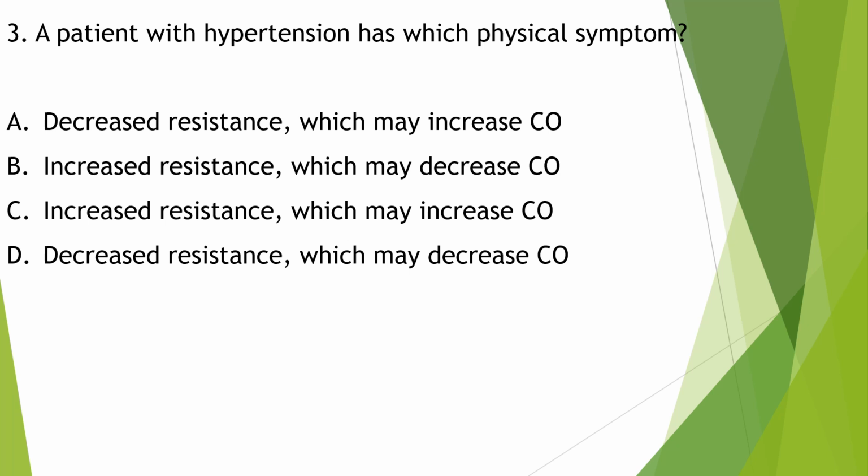You know that cardiac output is the amount of blood ejected from the left heart. When there is hypertension, there is increased resistance. Increased resistance may result in decreased cardiac output. So in hypertension, increased resistance is there and that decreases cardiac output. You have to keep in mind, if resistance is less, the cardiac output will be more.